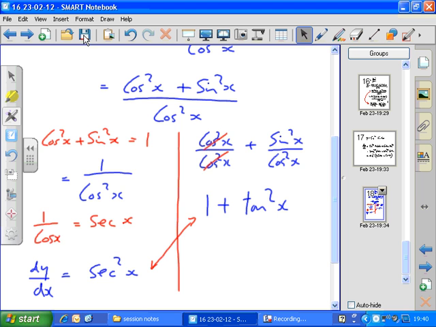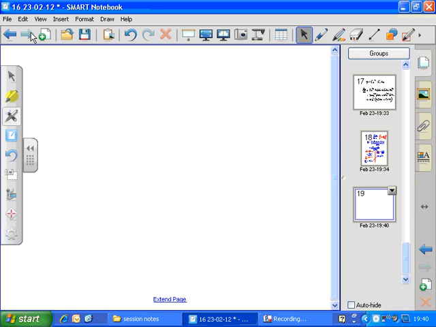Let me just show you the last rule now, this chain rule. And I've got that one I want to show you, even to remind me when we've done this chain rule, to have a look at that. Is that what you found in the book? Have you still got it?